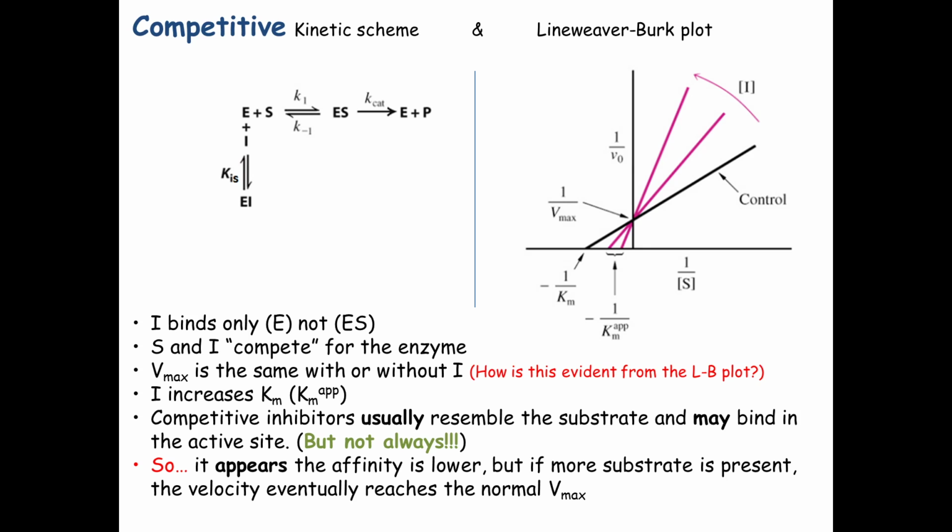Okay? Now let's ask a question about a competitive inhibitor. Does the competitive inhibitor, when I add it, now we're going to not ignore the part of the scheme that has the I on it, would it change the binding equilibrium?